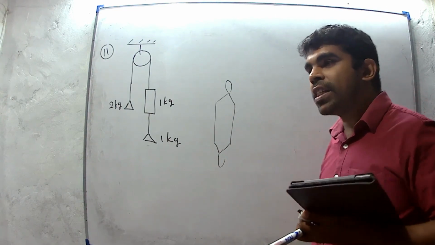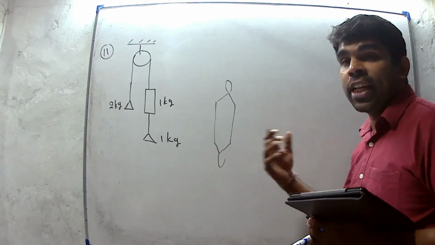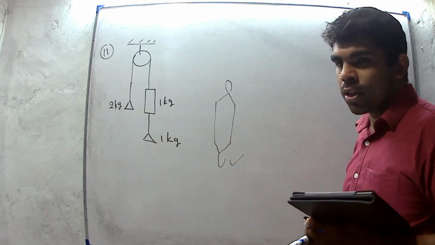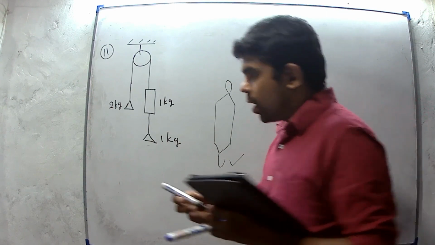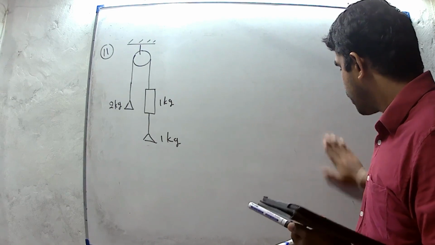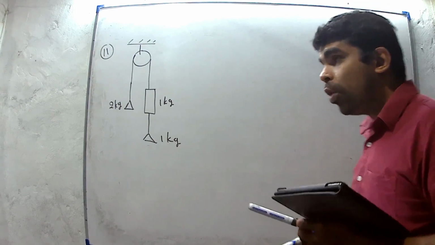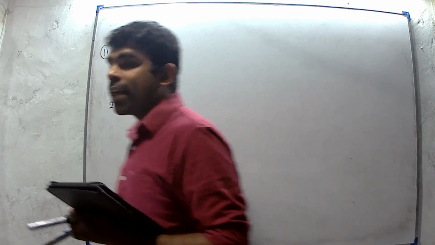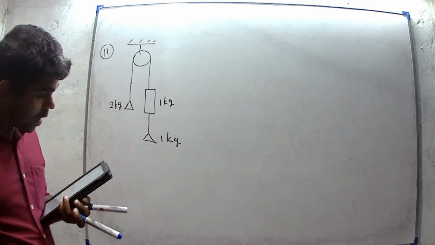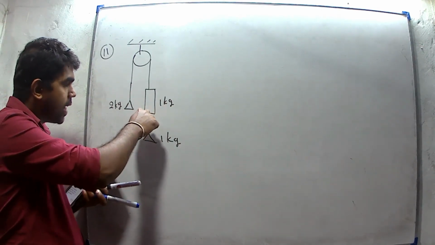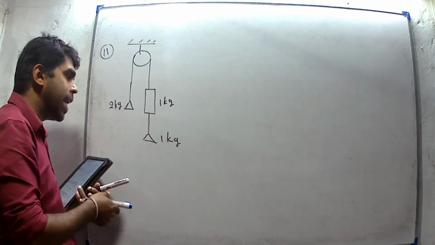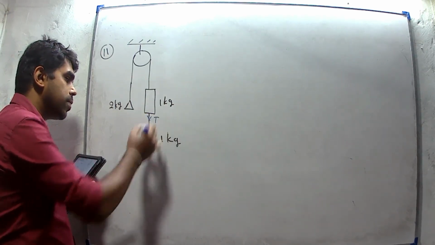The spring balance reading is the tension of the cord connected to the hook, not the ring. But in the given figure there is no hook or ring. Clearly we can consider this end is the hook. Therefore we have to consider the tension of this end.